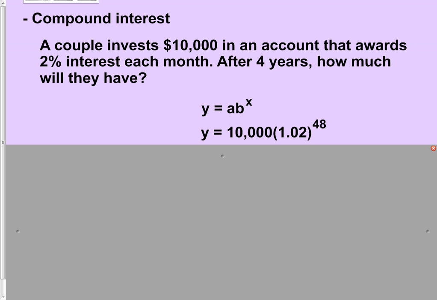1.02 is the interest or the growth rate. Again, the 1 because they do get to keep their original money, or they're going to get it back. And then the 0.02 to show that it is increased by 2% and then raised to the 48th power. Now again, all we have to do is figure out what's going on with this number. Pay attention to your order of operations. 1.02 needs to be raised to the 48th power before that is multiplied by the $10,000.